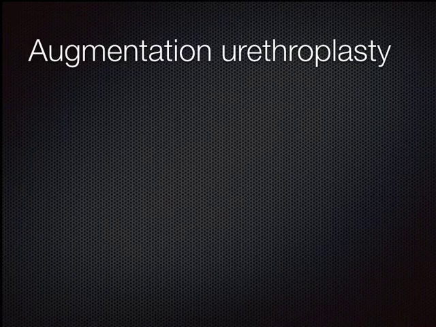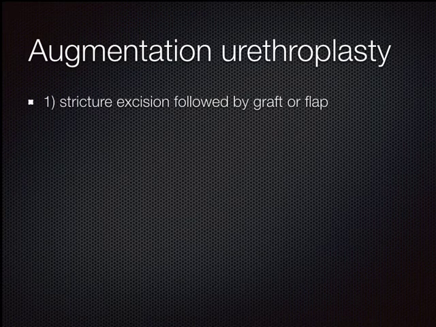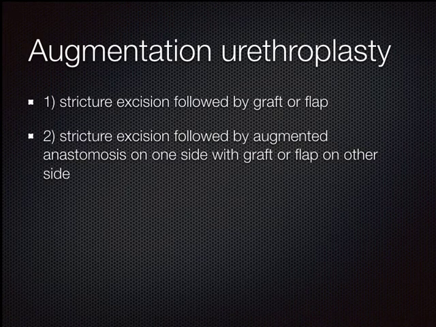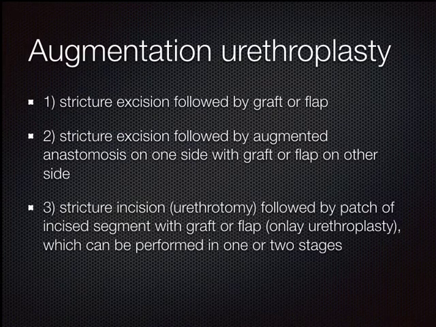So augmentation urethroplasty. This refers to repairing a urethral stricture with one of the aforementioned flaps or grafts and entails 3 different surgical methods. The first is stricture excision and replacement of the removed segment with a graft or flap. The second is stricture excision and replacement of the segment with an augmented anastomosis on one side and a graft or flap on the other side. And the third is stricture incision or urethrotomy, either ventrally or dorsally, and then patching this with an onlay flap or graft.